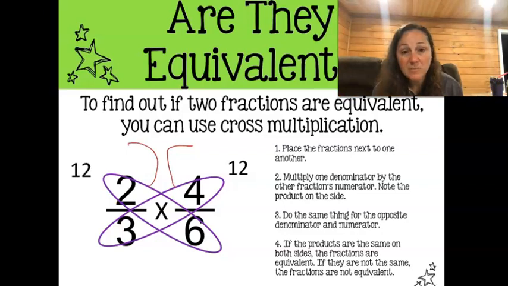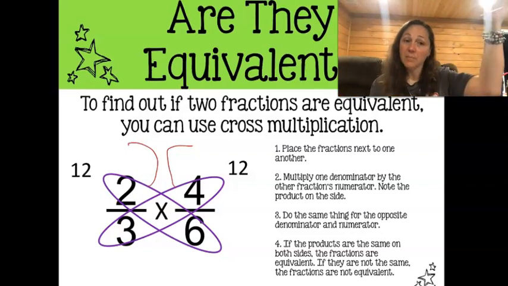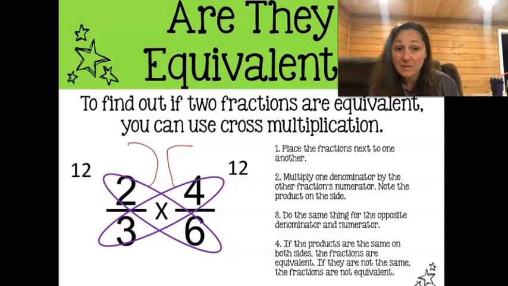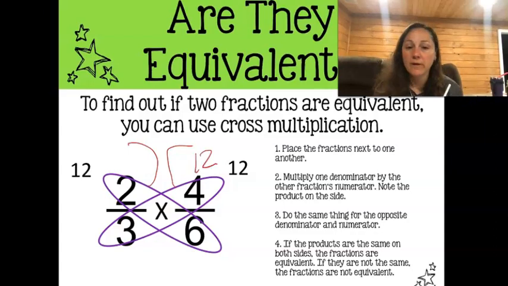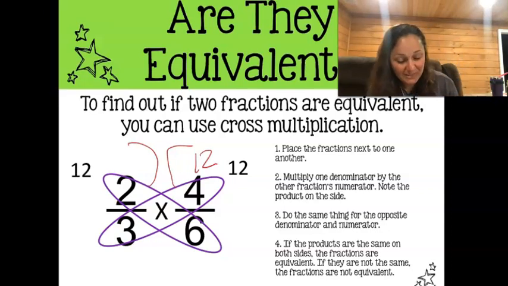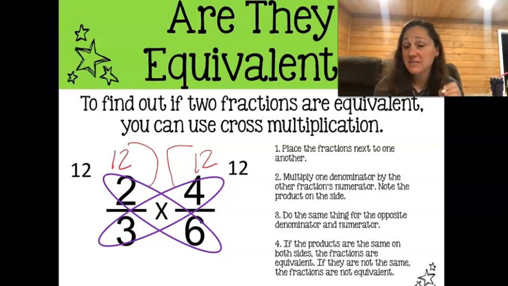Now, when you multiply, though, you go bottoms up. So I'm going to go bottoms up, and I would go 3 times 4 is 12. And I would put that right in my little antenna above the 4, and I'll show you why. 6 times 2, bottoms up. 6 times 2 is 12. And I look, and both of those numbers are the same. That means those fractions are equivalent.